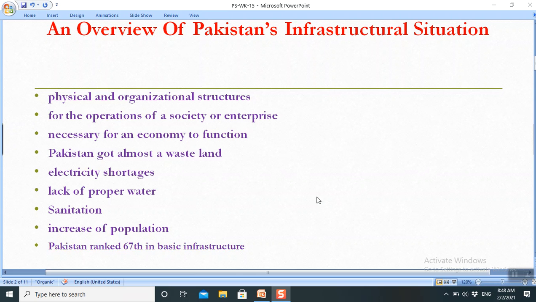Pakistan had only three or four major cities: Karachi, Lahore, Dhaka, Chittagong, Quetta, Peshawar, or some other city.